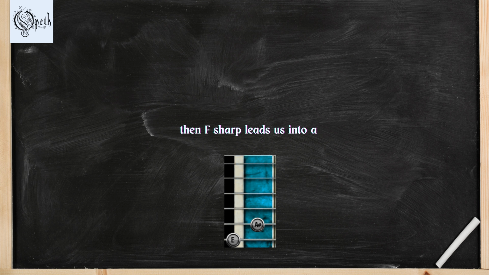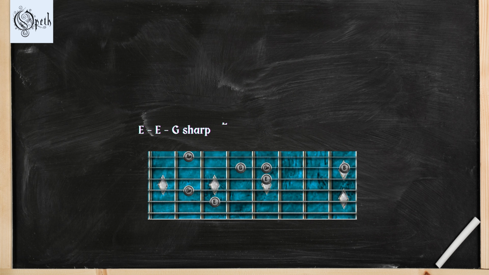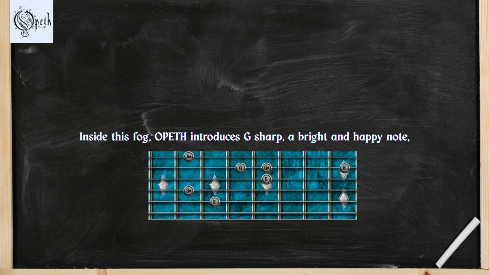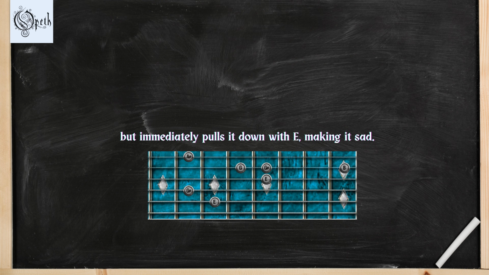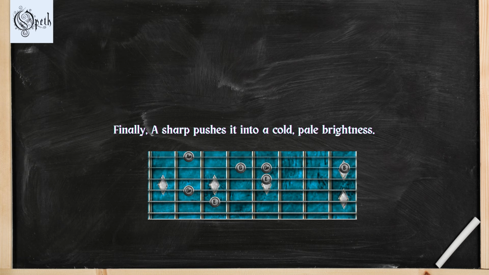Then F sharp leads us into A, a gentle, melancholic emotion. Using E, this emotion becomes foggy. Then enter this note sequence: E, E, G sharp, E, G, G sharp, B, A sharp. Inside this fog, Opeth introduces G sharp, a bright and happy note, but immediately pulls it down with E, making it sad. Why? Because the goal is to weaken the light. With G, the sadness intensifies. With B, it becomes darker and more melancholic. Finally, A sharp pushes it into a cold, pale brightness.